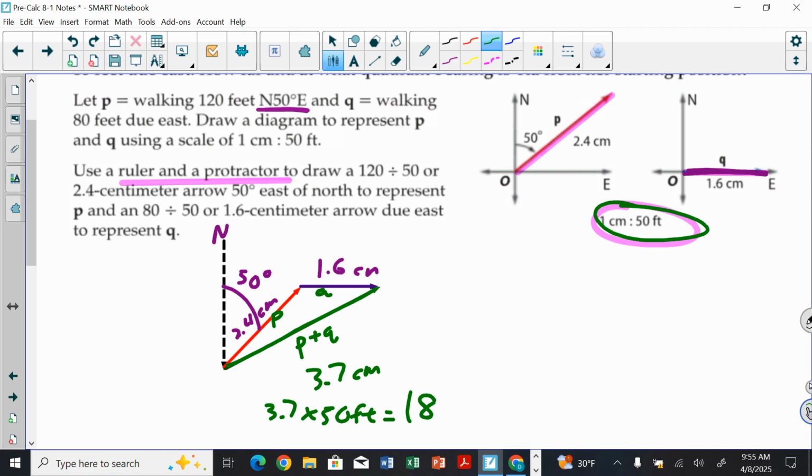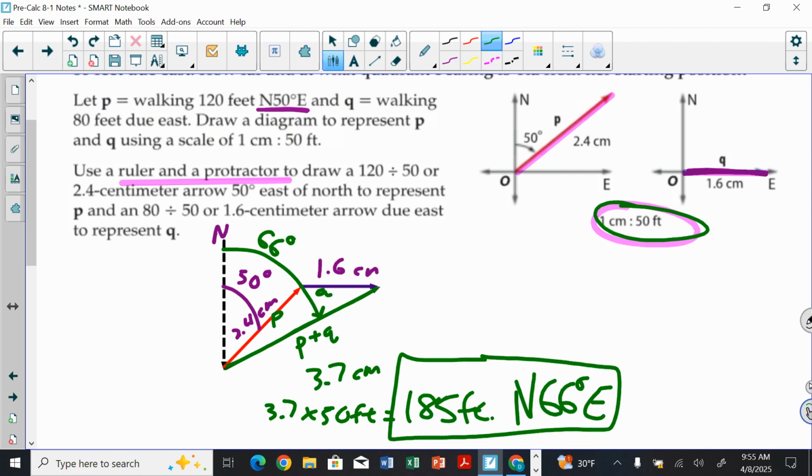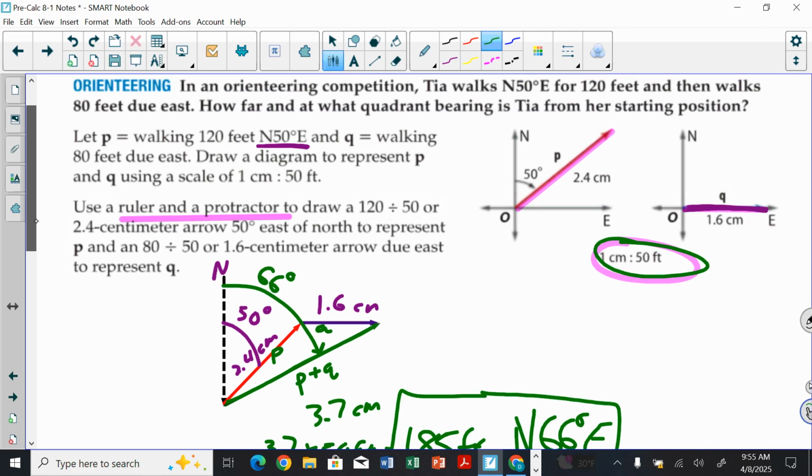equals 185 feet, okay? And what direction did we go? What was the degrees? Again, I can measure now with my protractor, from north going east, and my protractor says it was 66 degrees. So I went 185 feet and I went 66 degrees east of north. That would be my answer to this question.